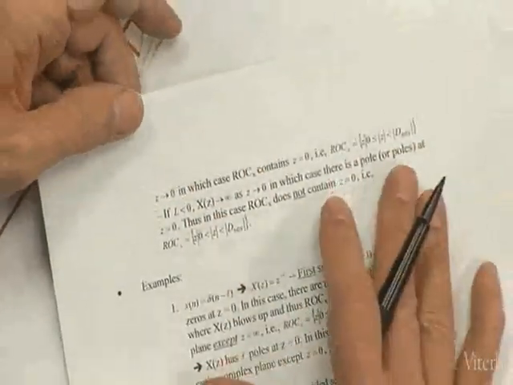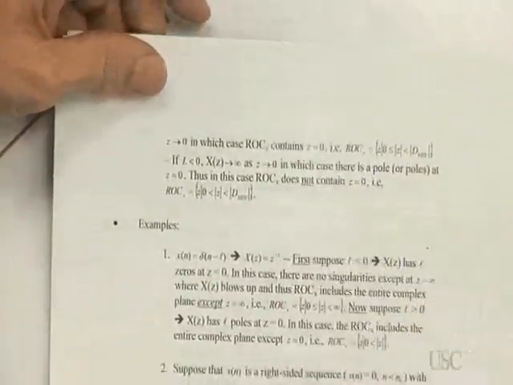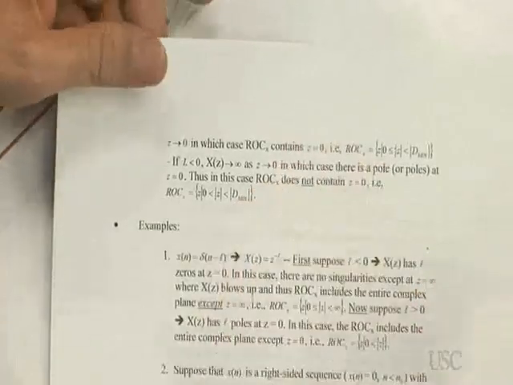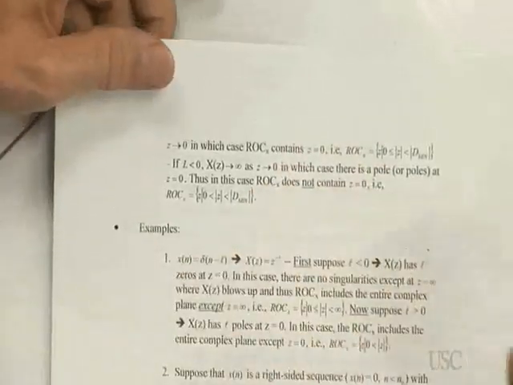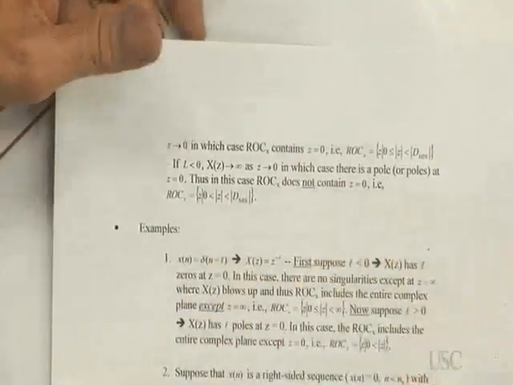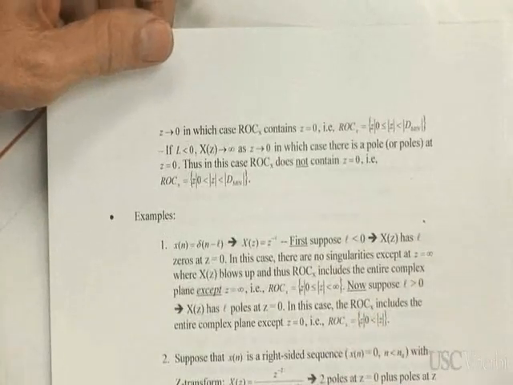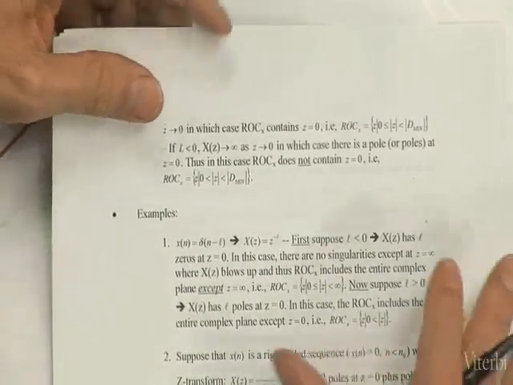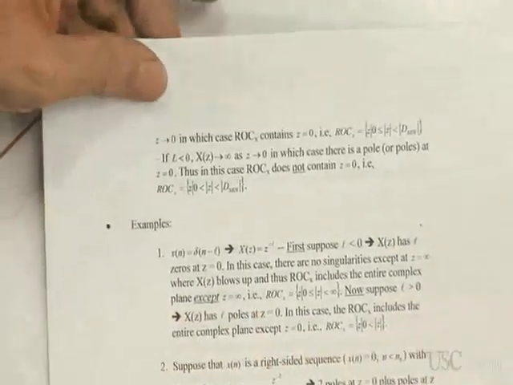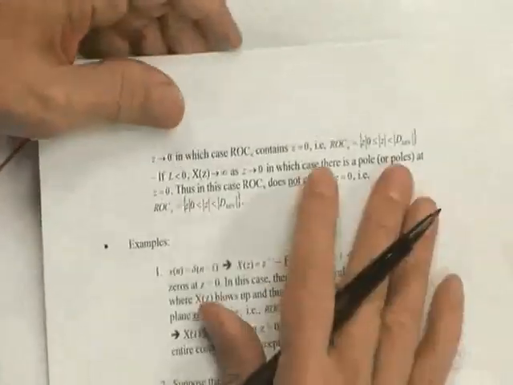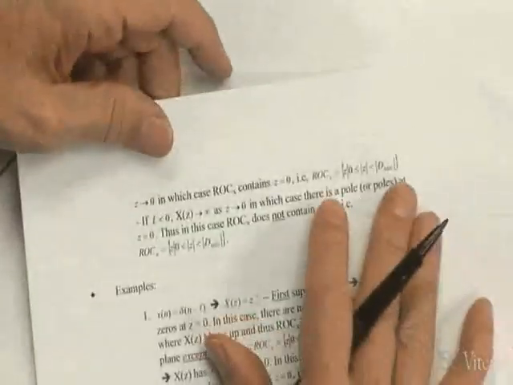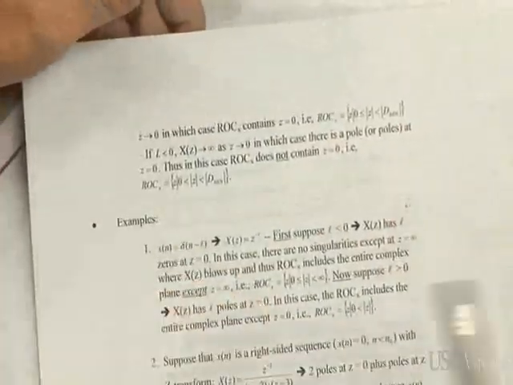I remember one year on the midterm, I give a true or false problem, which I do every year. It's just pretty simple. You have to write true or false. And the problem was, if I have a left-sided sequence, but I have a pole outside the unit circle, is it stable? The answer was yes, it was stable because its pole was outside the unit circle.